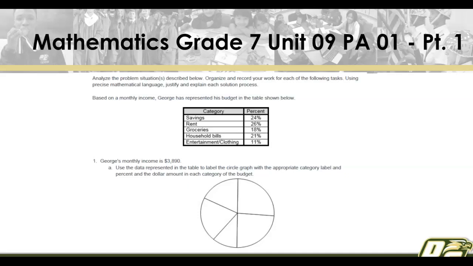George's monthly income is $3,890. Use the data represented in the table to label the circle graph with the appropriate category label and percent and the dollar amount in each category of the budget.